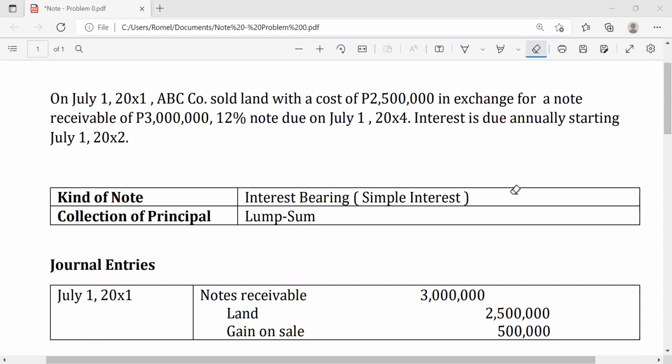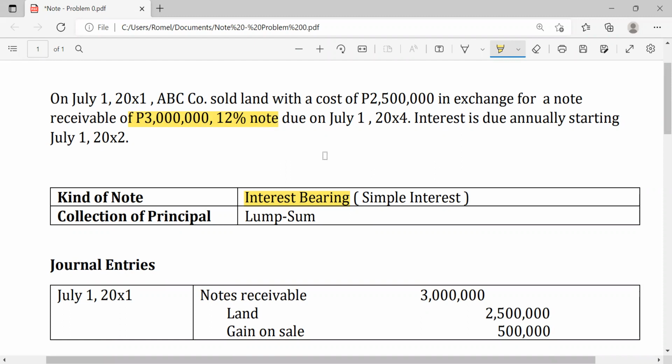So what kind of note is this? This is an interest-bearing note. Why is this an interest-bearing note? Because the note has a stated rate. Paano nyo malalaman kung ang isang note meron siyang stated rate? Ganito siya. In this problem, note receivable of 3 million pesos, 12% note. Since kasama siya sa 3 million pesos note, we will assume that the 12% is the stated rate, kasi i-assume natin na ang 12%, ito yung rate na stated sa note. The rate stated in the note is 12%.